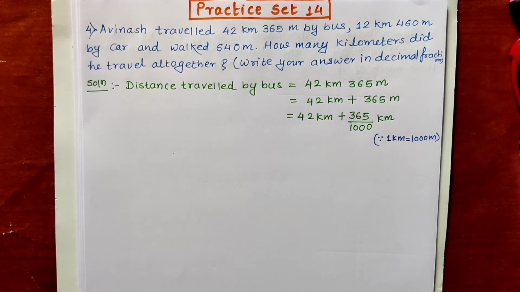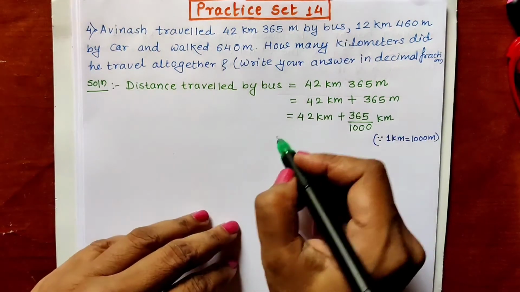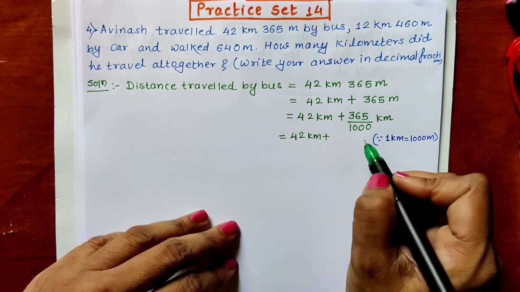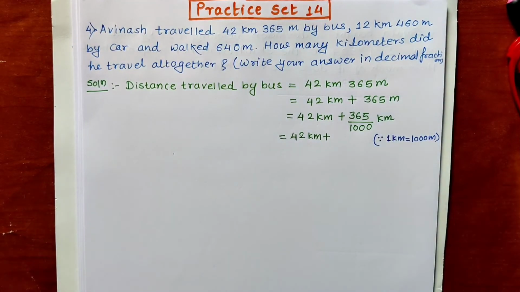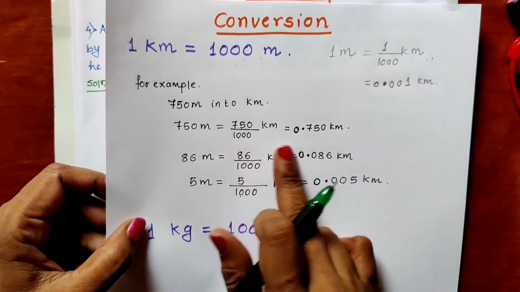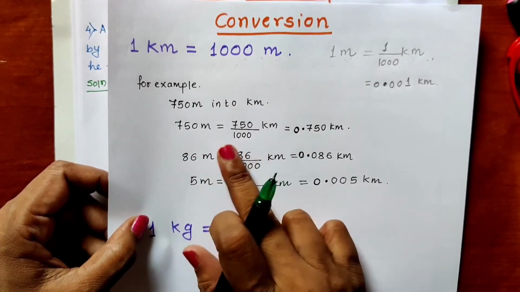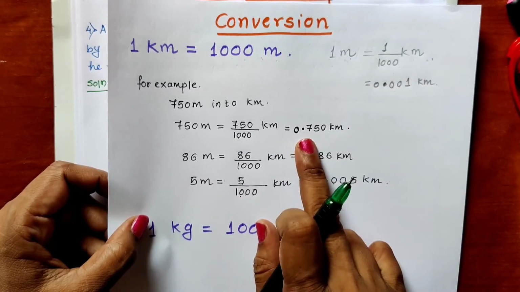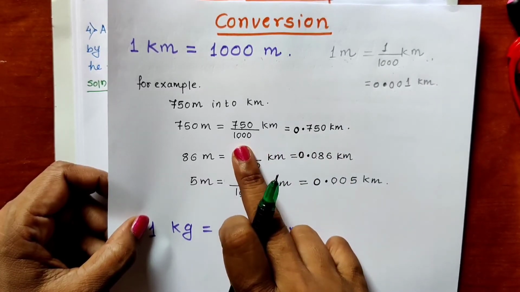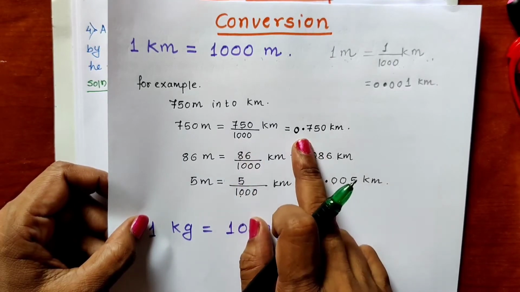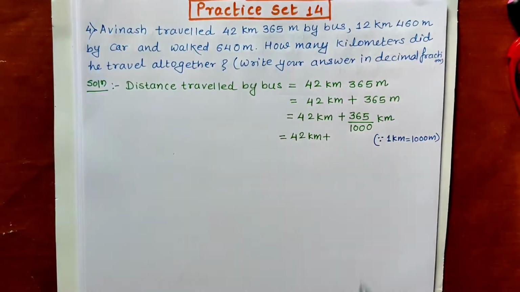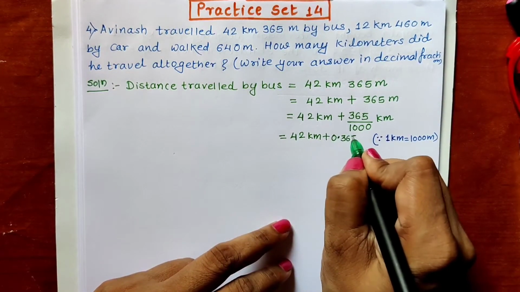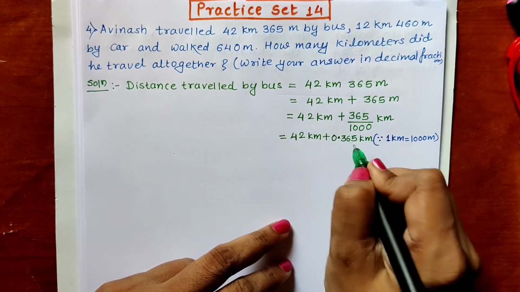Now let us convert this. This 42 kilometer we write as it is, and 365 upon 1000, what should be done? I have shown you the example in the beginning only. 750 meter is equal to 750 upon 1000 kilometer, and in decimal fraction it becomes 0.750. 3 zeros are there in the denominator, so after the decimal point there should be 3 digits. So here we put these 3 digits after the decimal point: 0.365 kilometer.